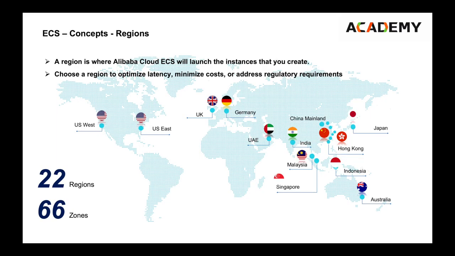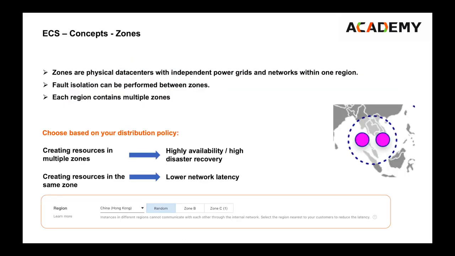Currently, Alibaba Cloud has 22 regions across the world and 66 zones. ECS is available in every single region and zone, no matter where you are in the world. So US West, US East, our data center in London in the UK, in Frankfurt in Germany, in the Middle East in Dubai, in Hong Kong, and our many data centers in China, all of them support ECS. So wherever you happen to be, you can make use of ECS.